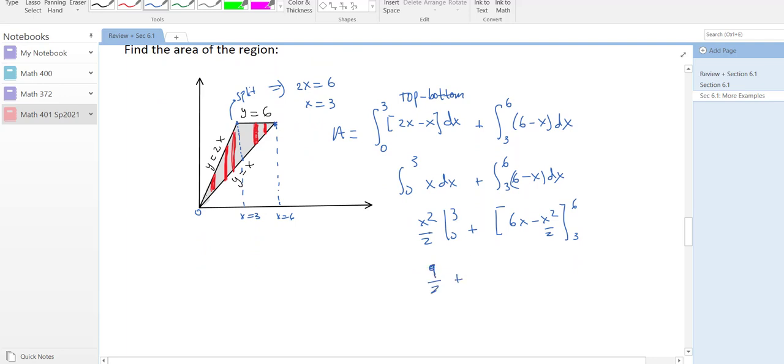plus, when you plug in 0, that goes away. So plus this one. So 6 times 6. So I'm going to have 36 minus 36 over 2. So that's 18. And then plug in the 3. Minus 6 times 3, which is 18, minus 3 squared over 2. So 9 over 2.